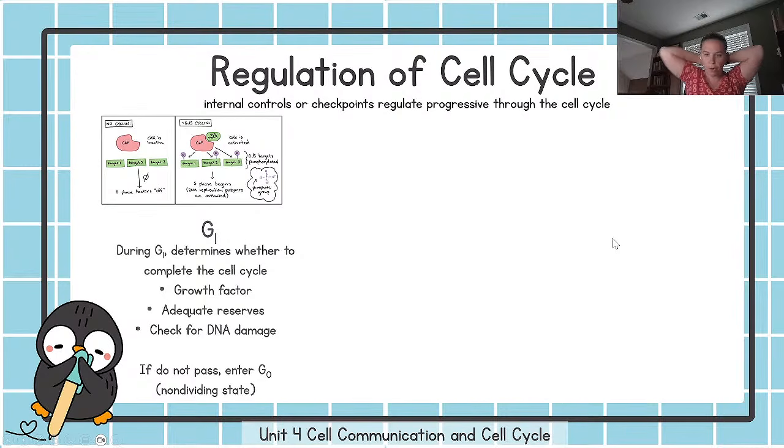So somebody brought up earlier about the regulation, about knowing the different checkpoints. And so in the cell cycle, there's a lot of things that can go wrong. And we want to make sure that everything is good so that we can appropriately separate our cells.